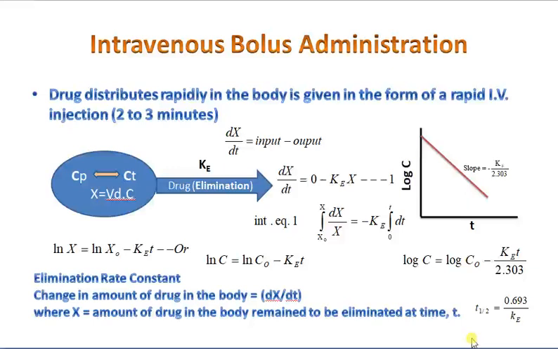From this we also find out the biological half-life. Biological half-life is equal to 0.693 divided by Ke. From this we find out the elimination rate constant and the change in amount of drug in body, where x represents the amount of drug in body remaining to be eliminated at time t.